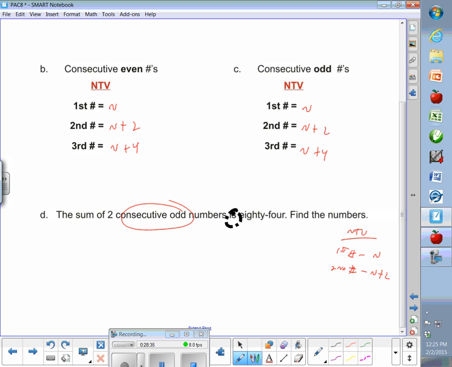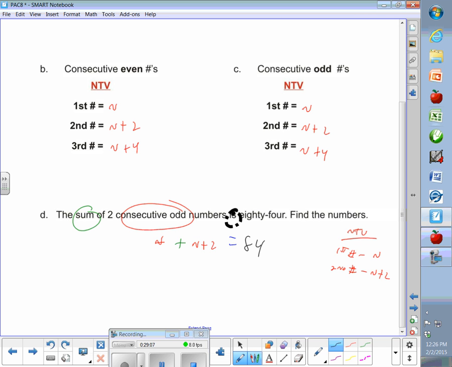Is says equal. Sum says add. And add the 2 consecutive ones, the N and the N plus 2, right? And what is it? 84, right? There's the equation. We would solve that, and then we'd have to figure out the 2 numbers. I'll finish this with you tomorrow.